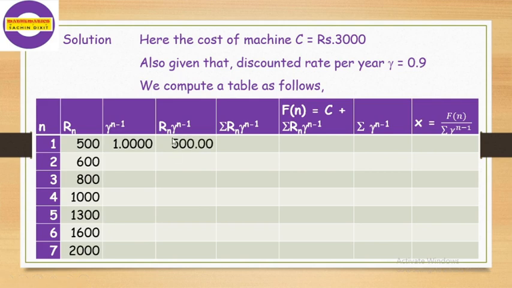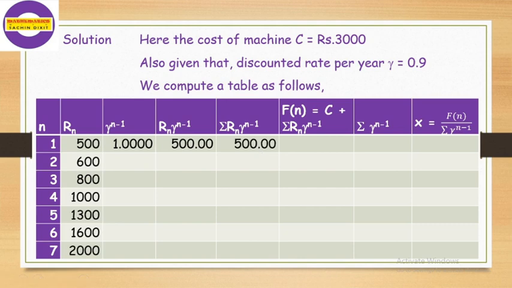We get this R_n into gamma raised to n minus 1. That is 500. Then we have to add. This is the first value, so that value will be here. No addition, that value will continue.